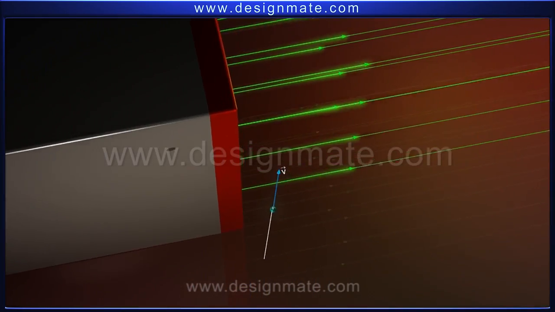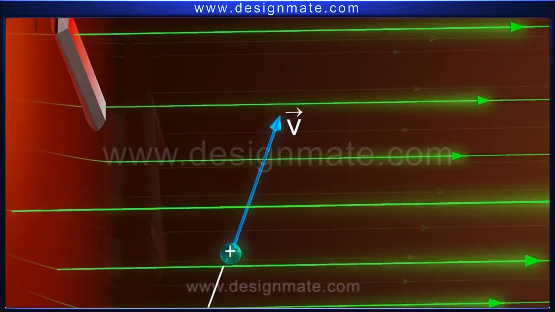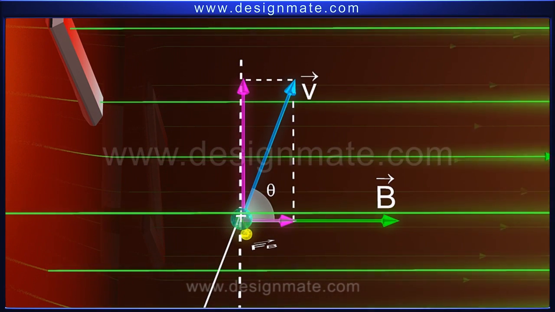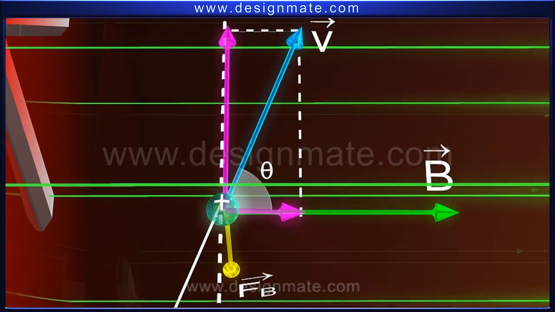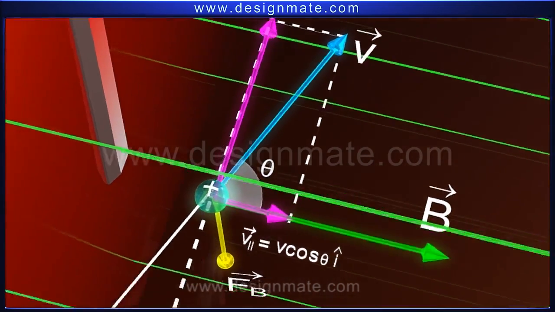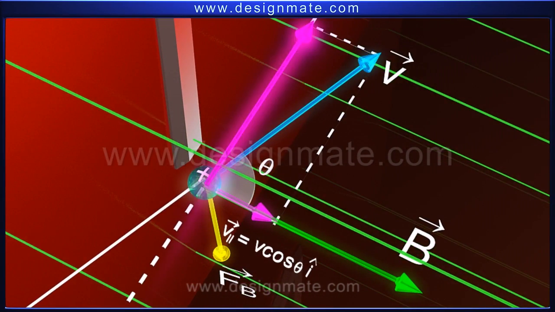Now, fire a positive charge with its velocity vector making an angle theta with the magnetic field. The vector v can be decomposed into two perpendicular vector components. One is parallel to vector B: vector v parallel equals v cosine theta i cap. The other is perpendicular to vector B: vector v perpendicular equals v sine theta j cap.